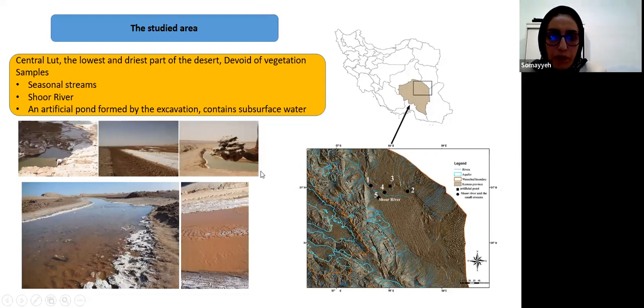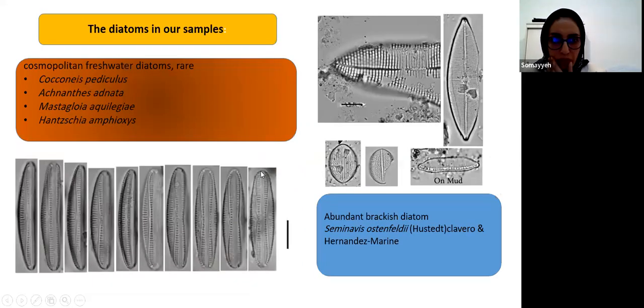What we found in our samples, we found very few diatoms of cosmopolitan freshwater diatom that were similar with Comperé's work: Cochnis, Pediculus, Achnanthes, Adnatam, Mastagloia, Aquilegia, and Hansia amphioxis. We found one abundant brackish diatom, Seminavis bustanfeldi, that was also very common in our sample.